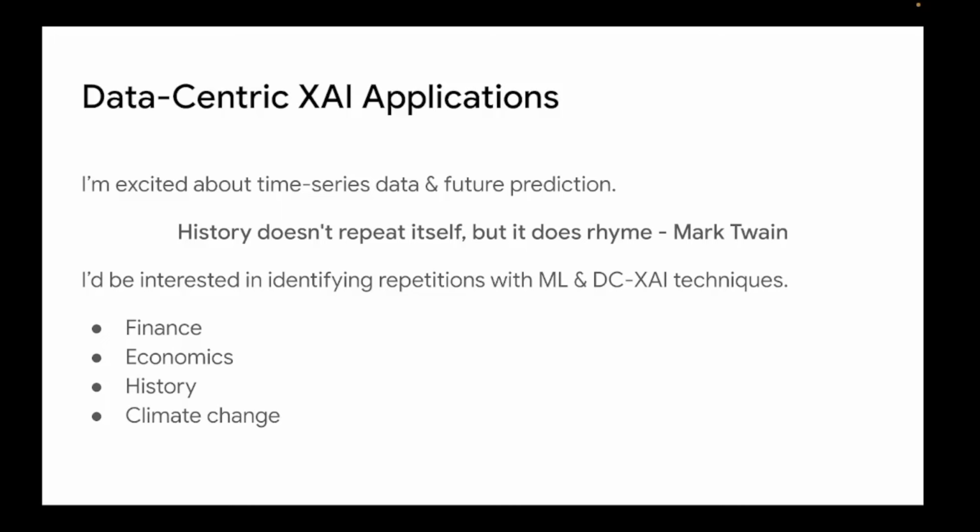What machine learning could help humans in a trustworthy way in such cases is not making a decision for the doctors or decision makers, like in place of them, but helping them with the retrieval itself, right? So what I'm interested in is for these applications, finance, economics, history, climate change, and medical applications, it's not just making predictions. I'm interested in pulling out relevant past examples.